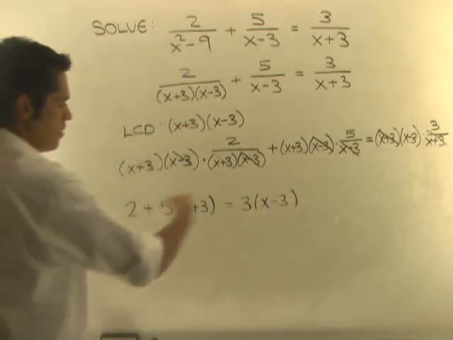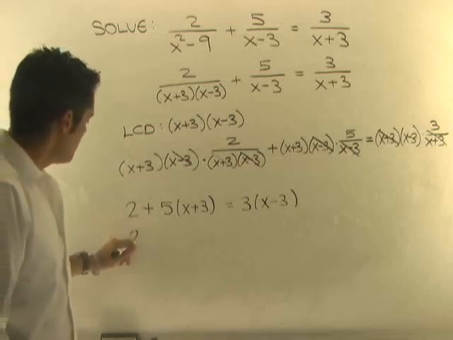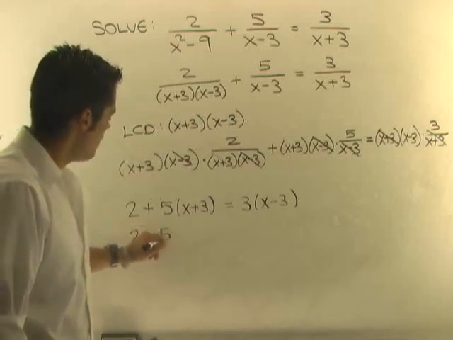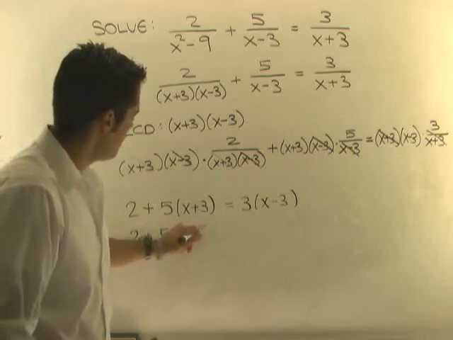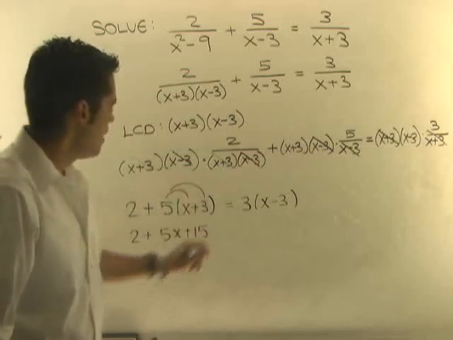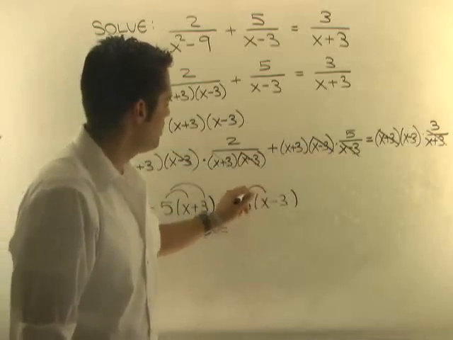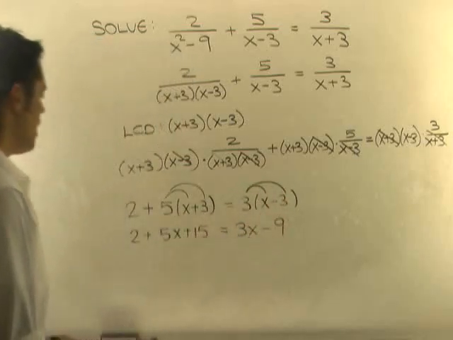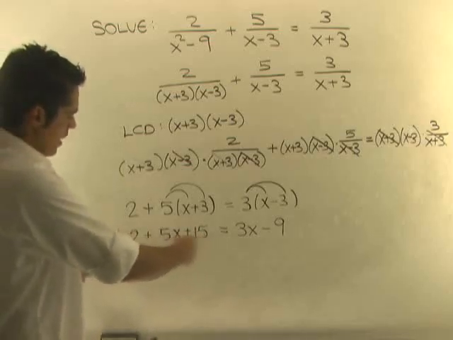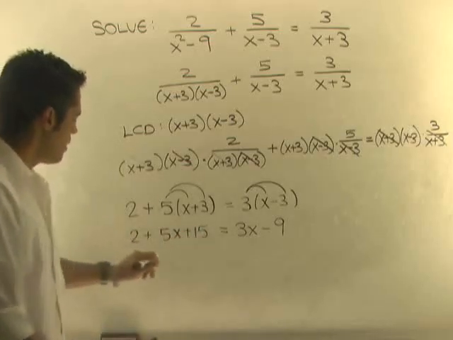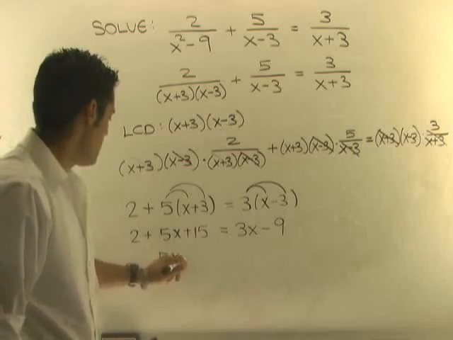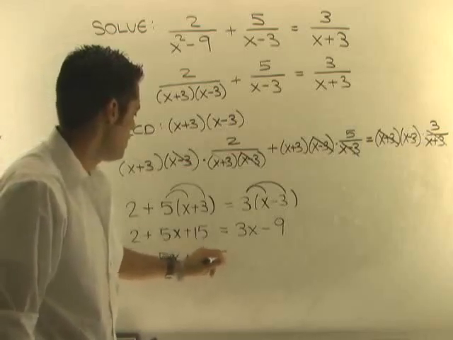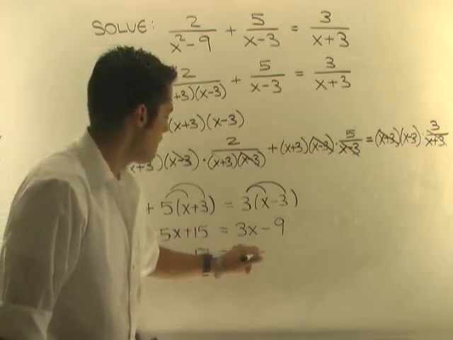Okay, that's it. Now what we need to do is distribute through our parentheses. So we get 2 plus 5x plus 15. That's just distribution here. Equals, over here, we distribute here, 3x minus 9. Now what I'll do is I'll collect any like terms on the left. So the 2 and the 15 come together. I'll get 5x plus 17 equals 3x minus 9.